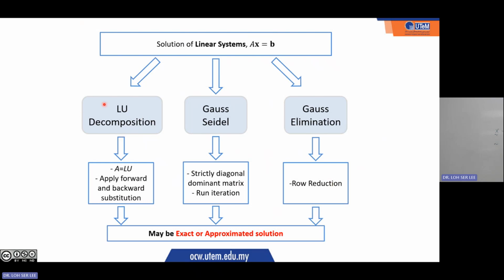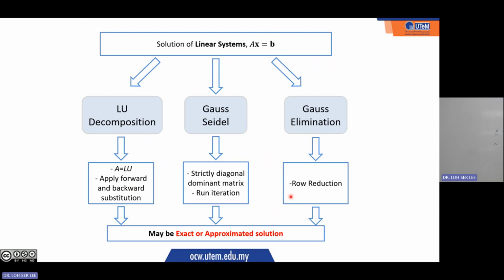The second method we will look at is LU decomposition. We will decompose A into L and U, then apply forward and backward substitution to get the solution. And the third method, Gauss-Seidel. To apply this method, there's one condition: the matrix A must be strictly diagonally dominant. Only then can we apply this method. After that, we run the iteration to get x, y, z.